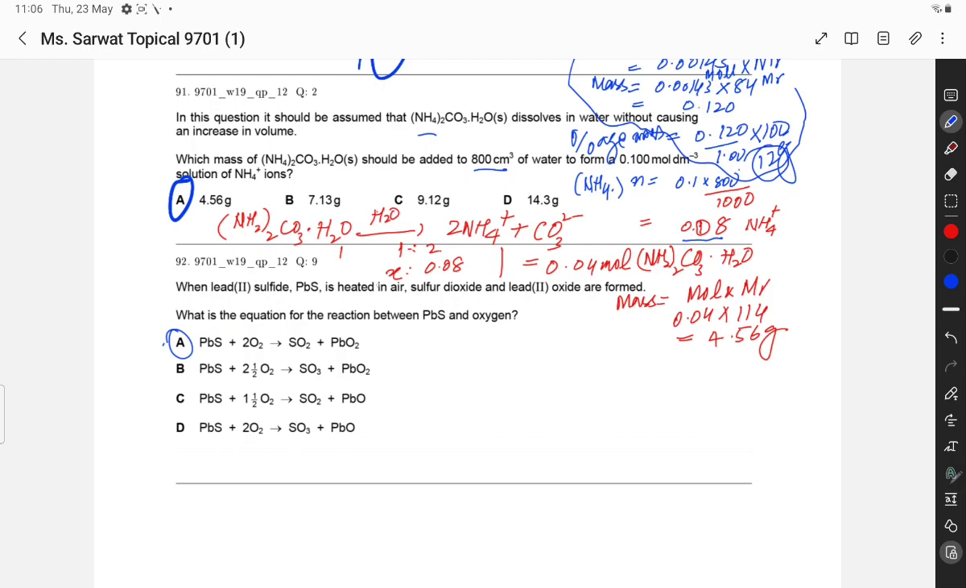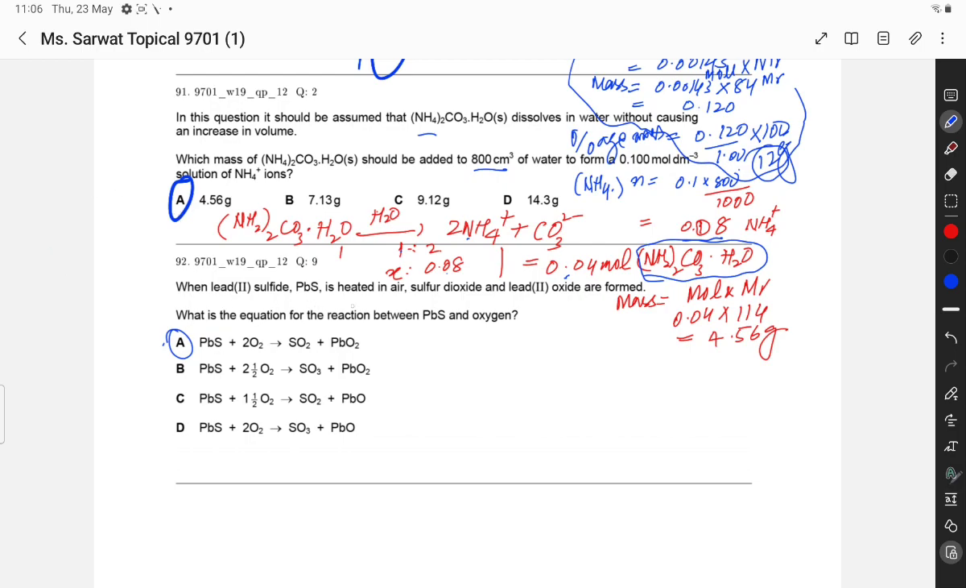So by using mole ratio 1:2, hydrated ammonium carbonate is X, ratio 0.08. So we have 0.04 moles of ammonium salt, and mass is mole times Mr. Mole is 0.04 times 114, the Mr of this compound. So we get 4.56. So this is the answer. A is the best option.